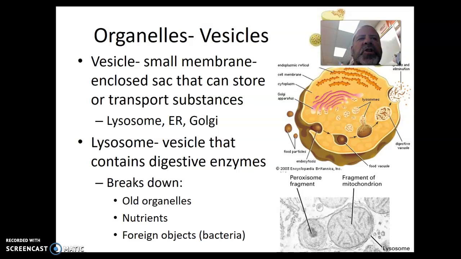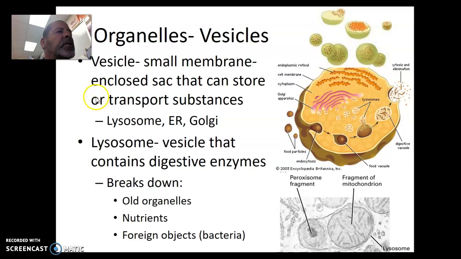Lysosomes are little digesters throughout the cell that break things down. So when bacteria take in food through endocytosis, lysosomes will break it down. Lysosomes are found a lot in your salivary glands in your mouth because that's where digestion starts. So lysosomes are kind of like the recycle plant of a cell.